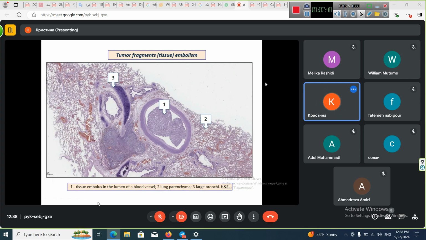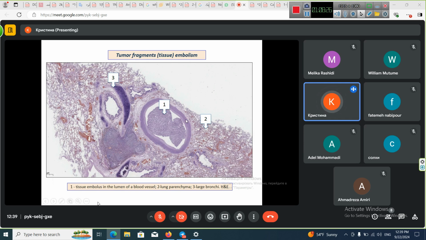Next, embolism. Here we see the tumor tissue embolism. Number one shows us the tissue embolus. It's a piece of tumor tissue. Here we see the metastasis in the process of cancer. Metastasis of cancer. Pieces of tumor tissue travel along our body within blood vessels to go to other organs.